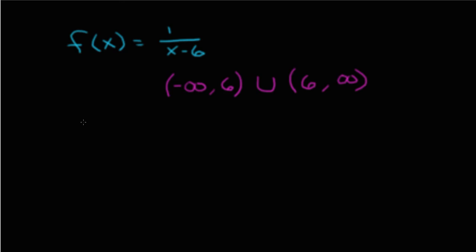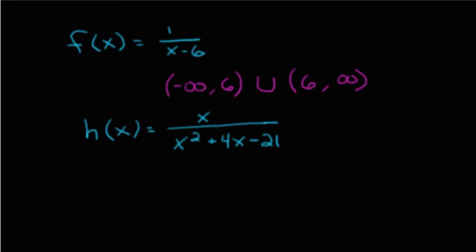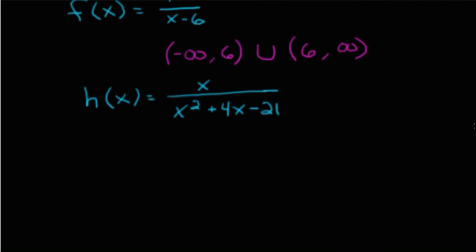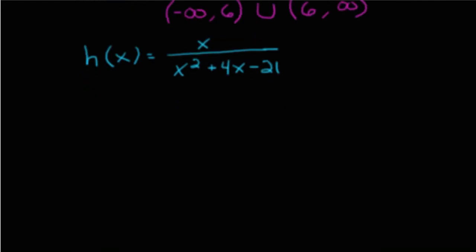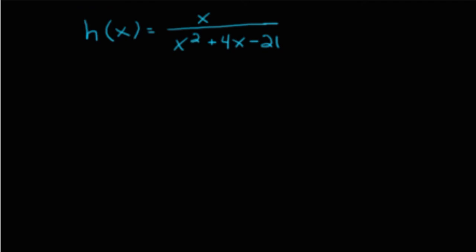This one's a little bit harder, but not much. We have h of x equals x over x squared plus 4x minus 21. All right? So we're trying to find what the restrictions are for x. Are there any restrictions on what x can be for the domain?